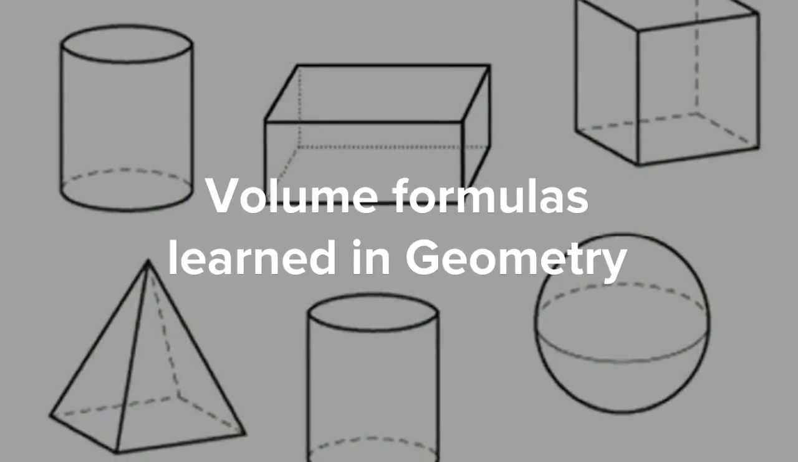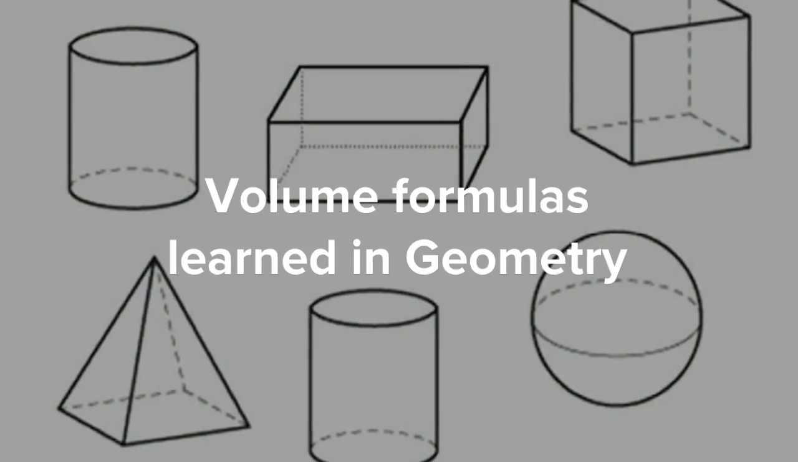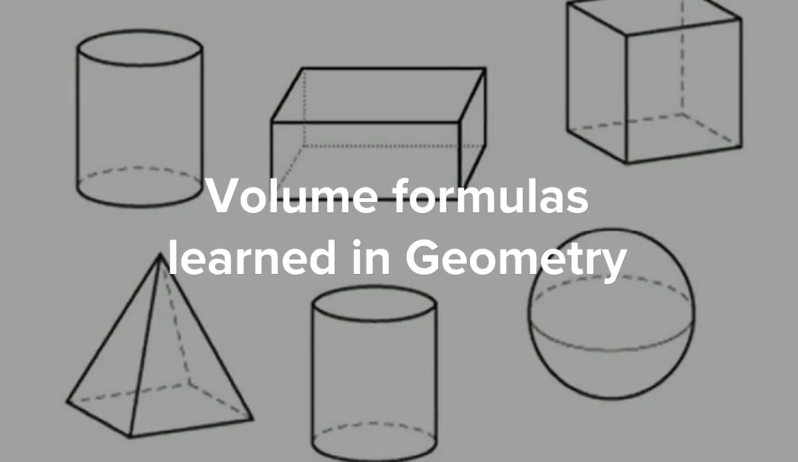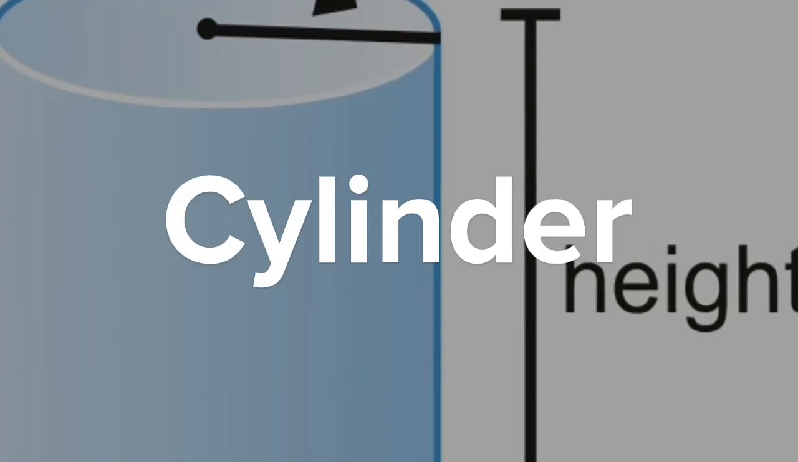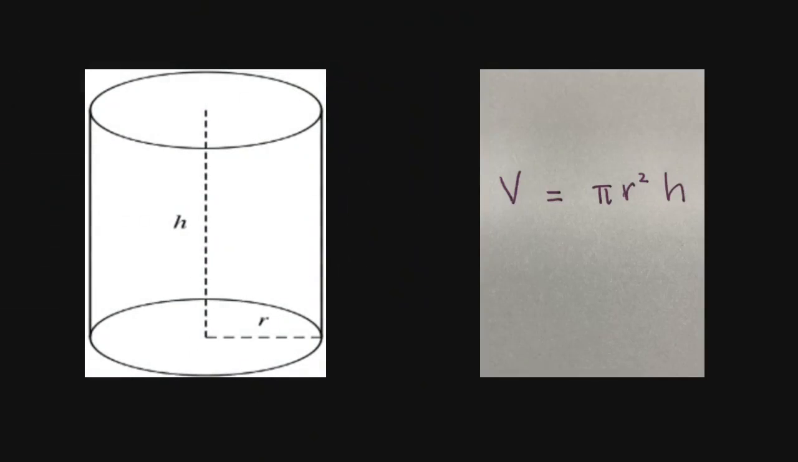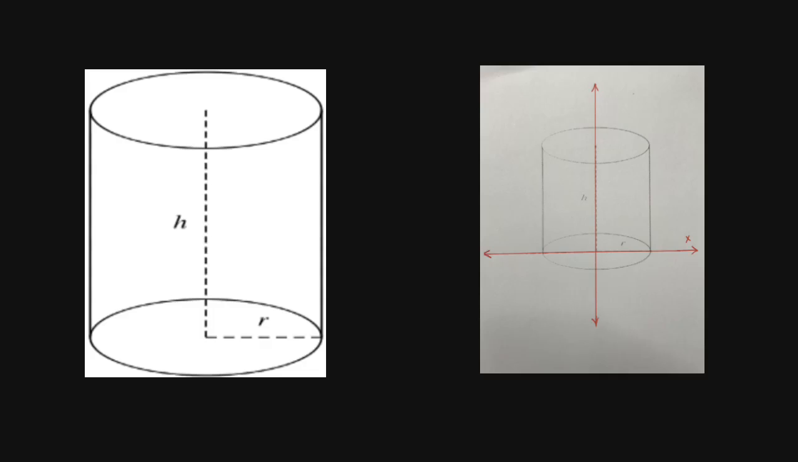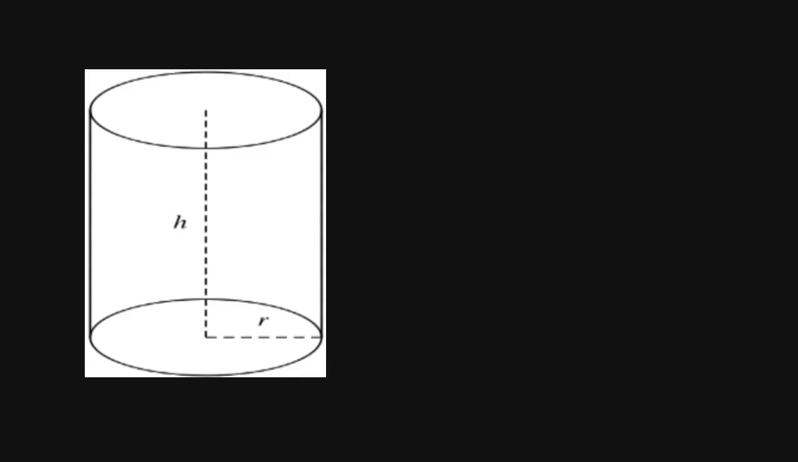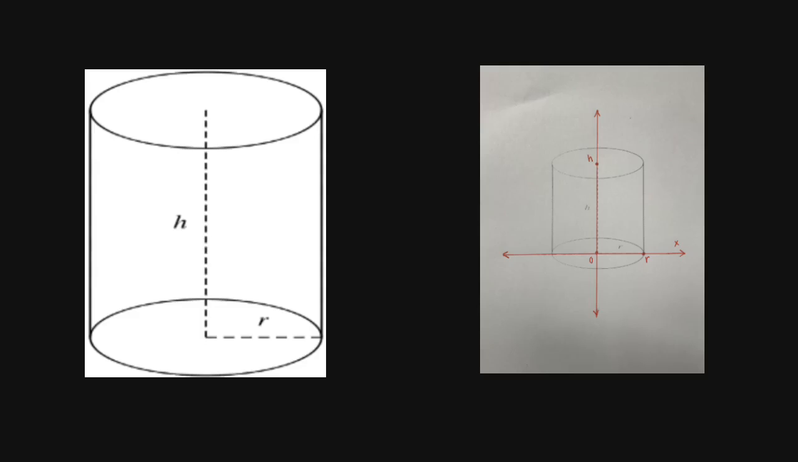We can use the same concept to prove the formulas that you have learned in geometry to find the volume of solids. Let's prove the formula for the volume of a cylinder that you learned before. We all learned that the volume of a cylinder is pi r squared h, where r is the radius and h is the height of the cylinder. I place the cylinder on the xy coordinate plane where the origin is at the center of its base. We can see that the x-intercept is at (r, 0) and the y-intercept is at (0, h).